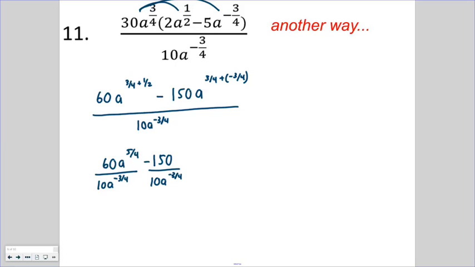So 60 divided by 10 is just 6. And then we're left with a to the 5/4 minus negative 3/4. And then minus 150 divided by 10 is 15. And then this becomes a to the 0. Remember, we had a 0 there. So a to the 0 minus negative 3/4. All right, when I simplify, we're going to get 6a squared, since 5/4 plus 3/4 is 8/4, which is just 2. And then minus 15a to the 3/4, which is the same answer we got the first way.